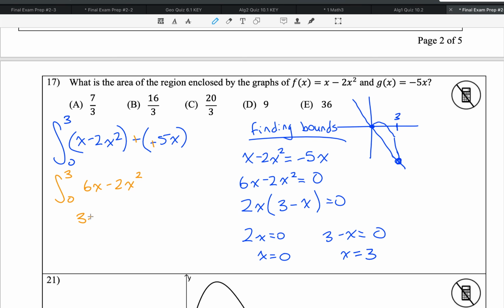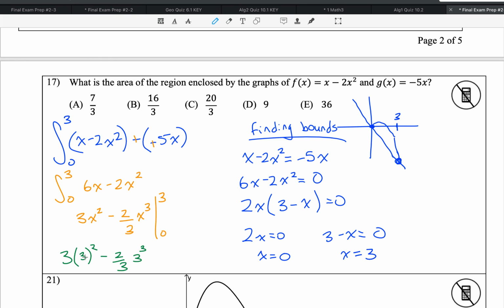So this is going to be 3x squared. Again, go up a power and then divide down by 2. 6 divided by 2 is 3. Minus 2/3 x to the power of 3. Again, it goes up a power to 3 and then divide down by 3. And this is going to be evaluated between 0 and 3. The nice thing about our second evaluation is when we plug in 0, nothing happens. So really all I need to do is plug in 3. So it's going to be 3 times 3 quantity squared minus 2/3 times 3 to the power of 3.